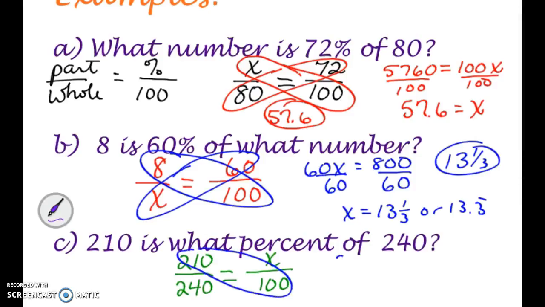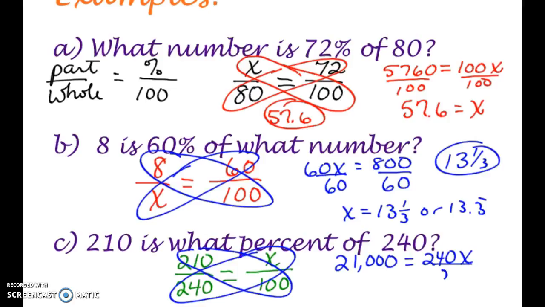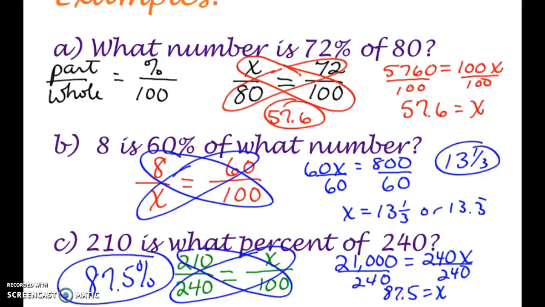So I've got 210 times 100, so that's 21,000 equals 240x. And if I divide by 240, then I get, sorry, that's about 87.5 equals x. So this time, I want to know what percent of 240. Well, it's 87.5%. This time I should keep my percent symbol since I'm looking for a percent.